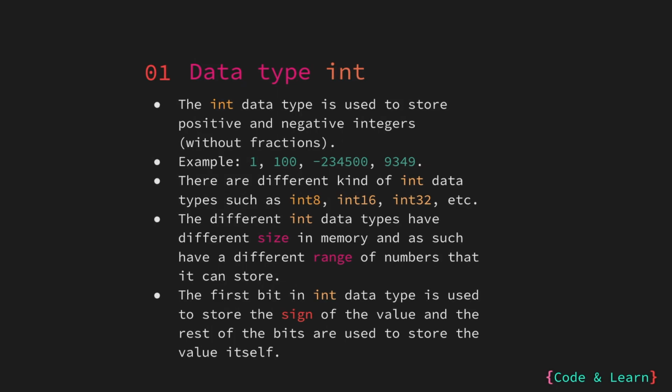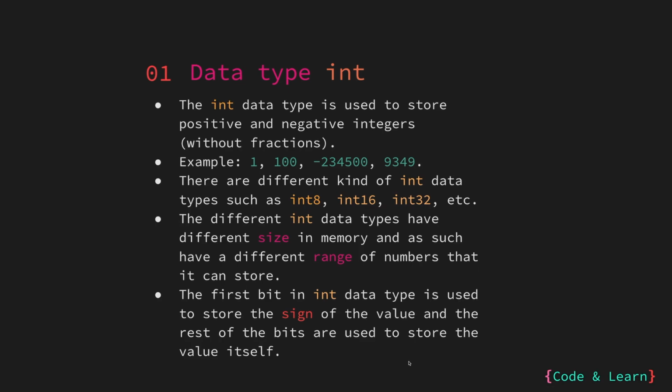The data type int can be used to store positive or negative integer values without fractions. Some examples are 100, minus 2, 3, 4, 500, etc. If you try to store a fraction in an int data type, the fraction part will be dropped. The int data type has different variants like int8, int16, int32, etc.